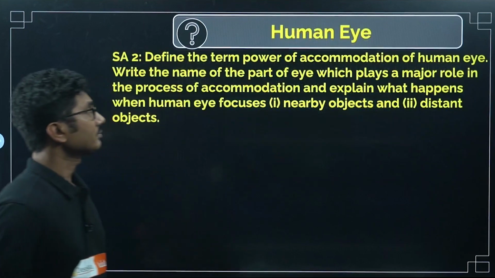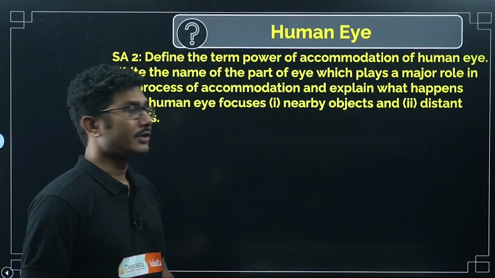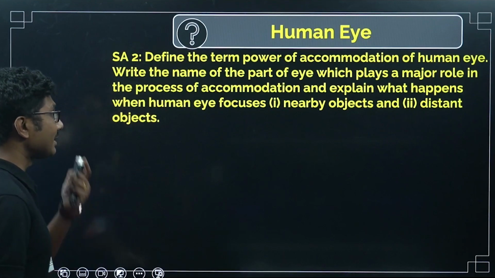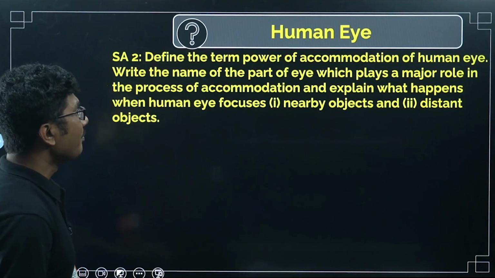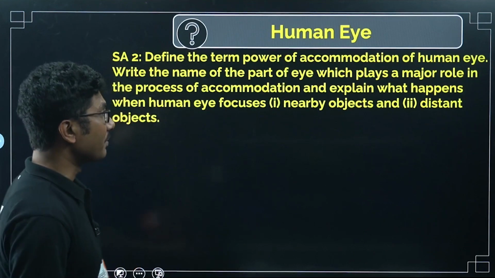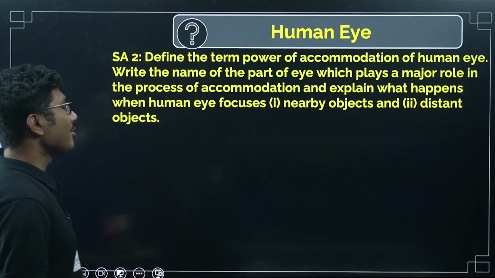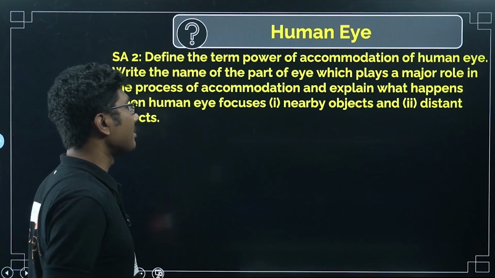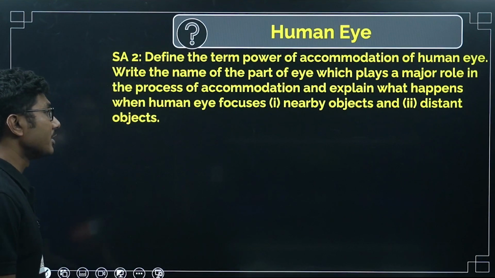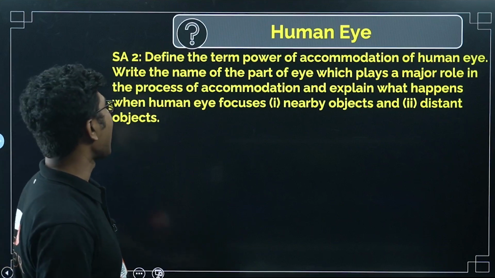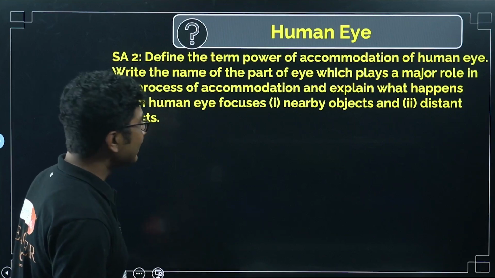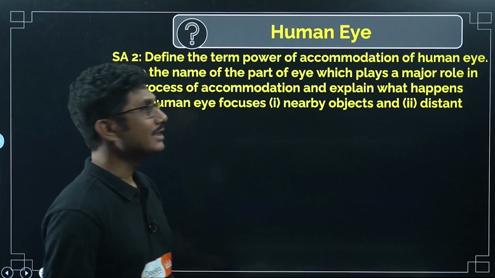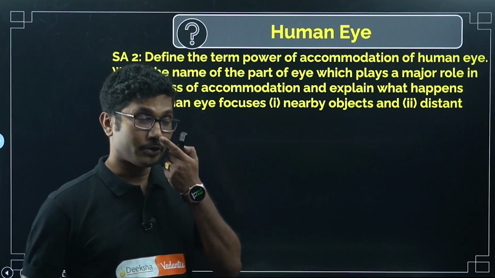Now one more question on the human eye. This is a short answer type question. Define the term power of accommodation of the human eye. Write the name of the part of the eye which plays a major role in the process of accommodation, and explain what happens when the human eye focuses on nearby objects and distant objects. So basically what they have asked you, first of all, is what is accommodation of the eye?